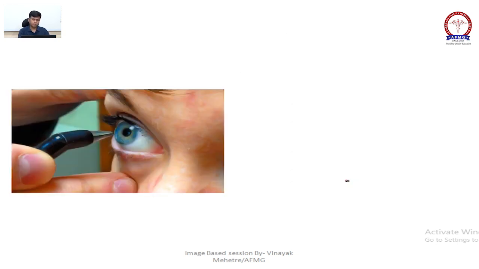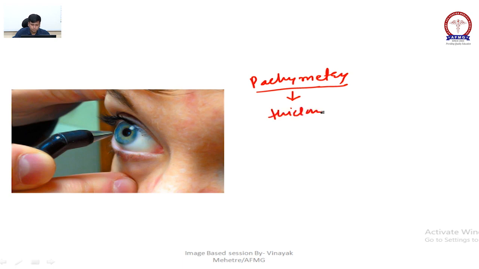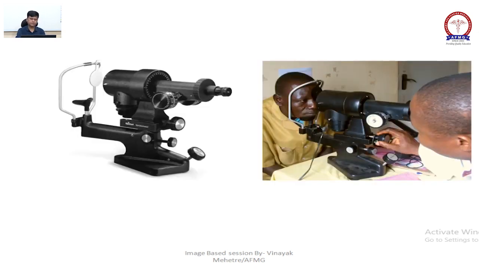Okay, now this is the image of pachymetry. Pachymetry, it is done for recent MCQ. It is done for thickness of cornea. Okay, recent MCQ. This is called keratometry.